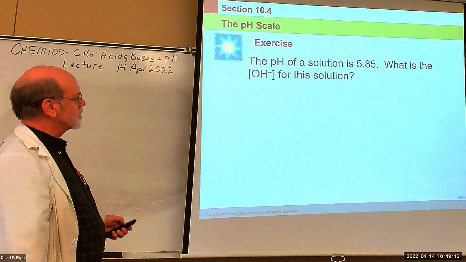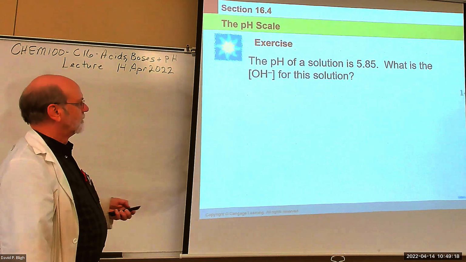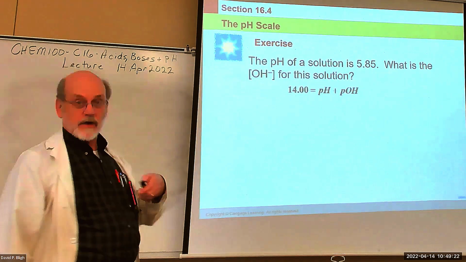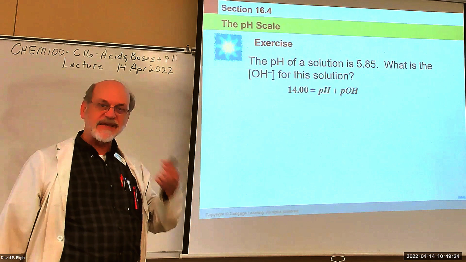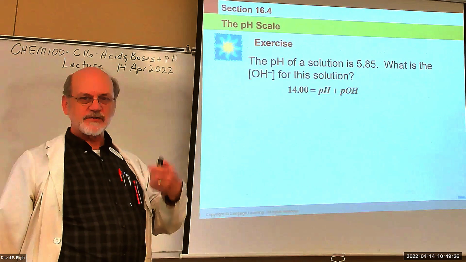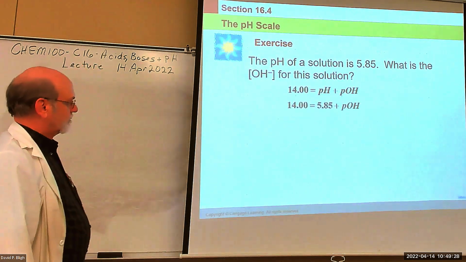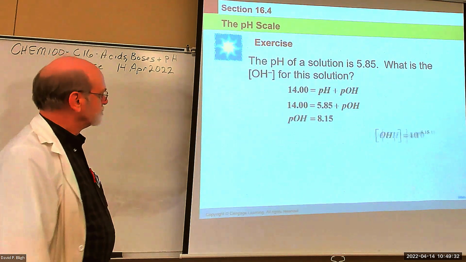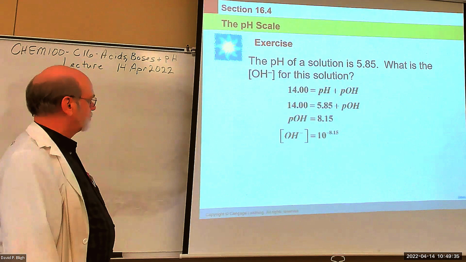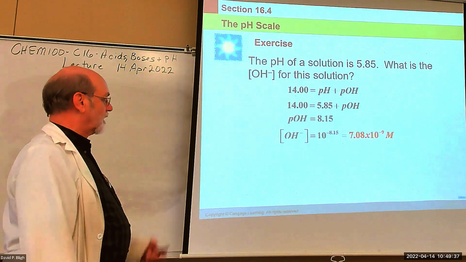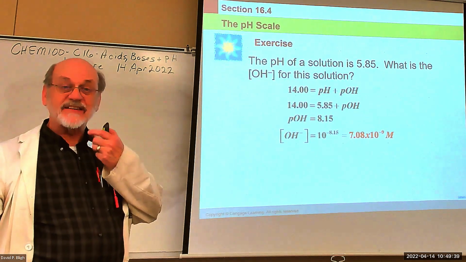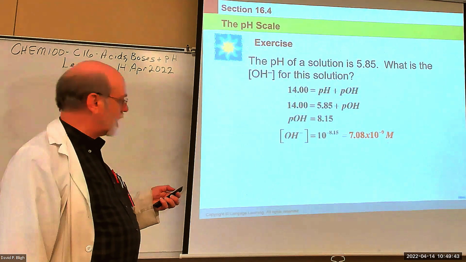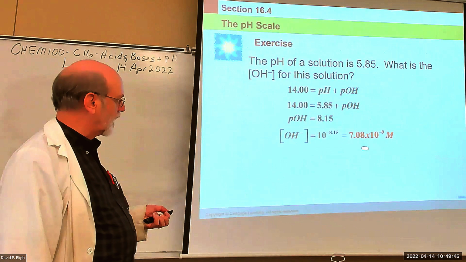The pH of a solution is 5.85. What's the OH? All right, for this one, I would calculate, use our relationship of pKw equals pOH plus pH. And there's pOH, 8.15. Oh, it wants to know the concentration. Then you would take the anti-log of the negative pOH. And that gives you the OH concentration in molarity.